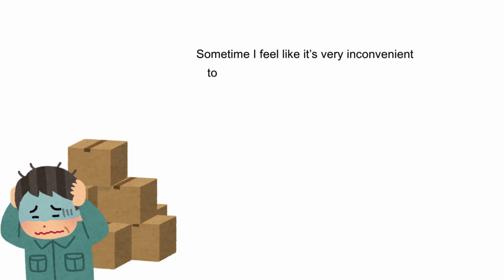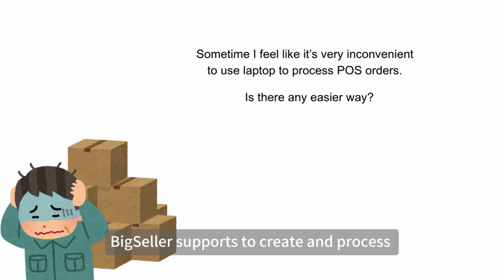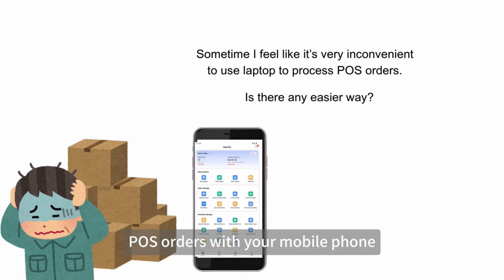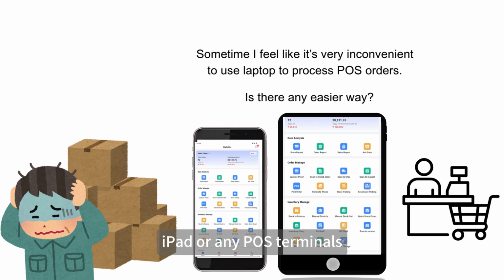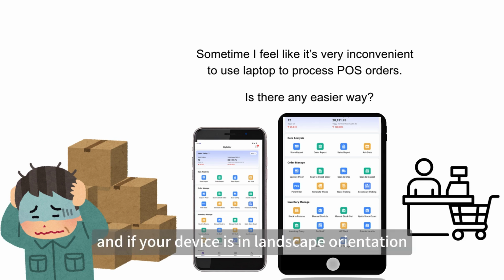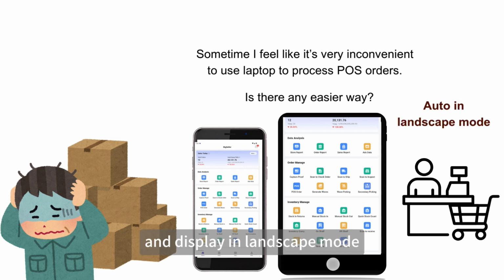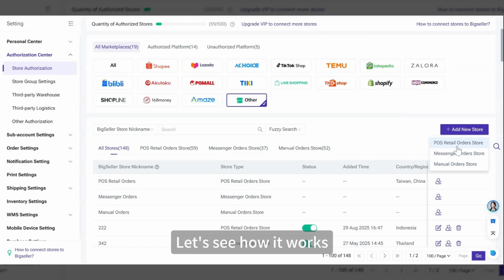Sometimes I feel like it's very inconvenient to use a laptop to process POS orders. Is there any easier way? Of course. BigSeller supports creating and processing POS orders with your mobile phone, iPad, or any POS terminals. And if your device is in landscape orientation, BigSeller will auto-adapt and display in landscape mode. Let's see how it works.